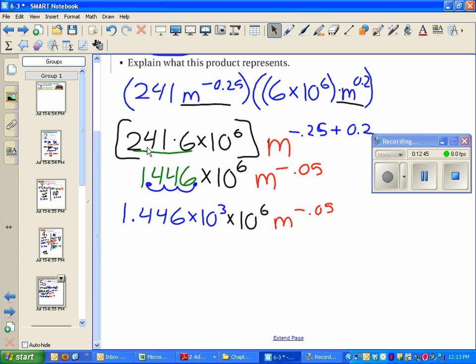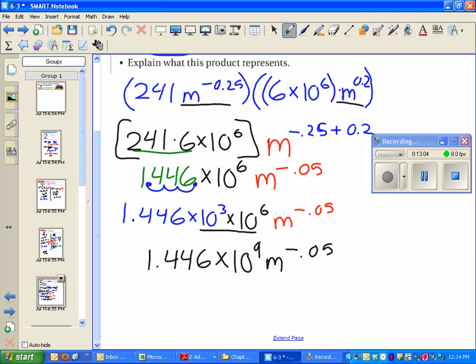And then I'm just going to combine these. So I have 1.446 times 10 to the 9th times m to the negative 0.05. All right, so we multiplied them. Now we got to figure out what it means.